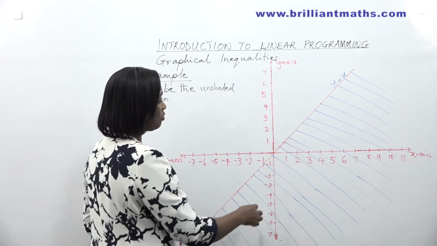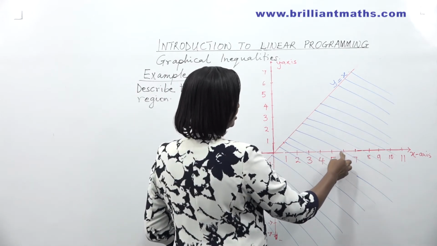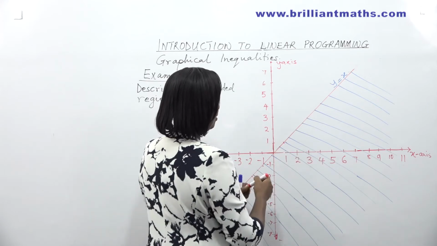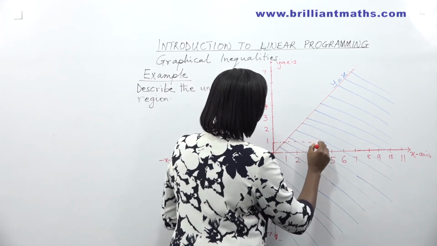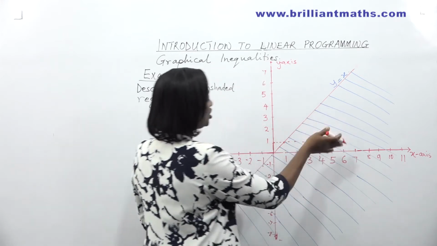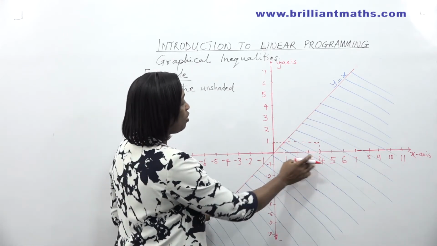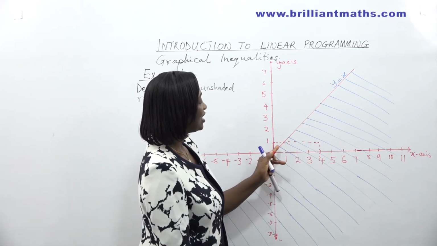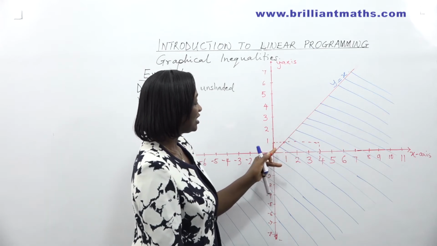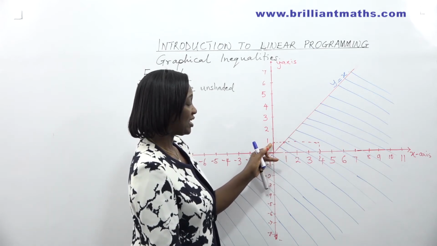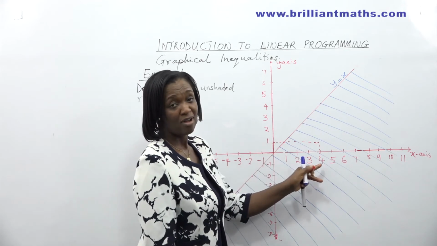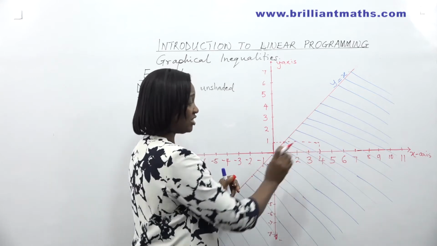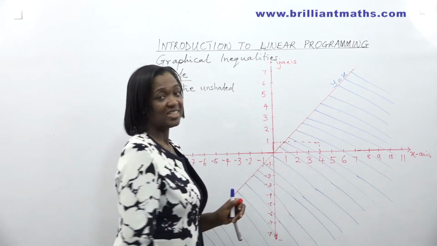So let's see. Let's choose the point x 4, y 1. Yes. That's a point within the shaded region. So when x is 4, y is 1. Can we say that y is greater than x? If y is 1 and x is 4, we know that y is less than x. So this region is a region where y is less than x.